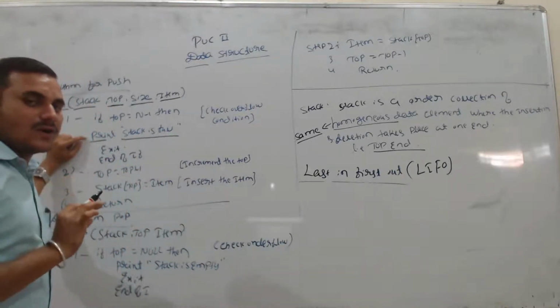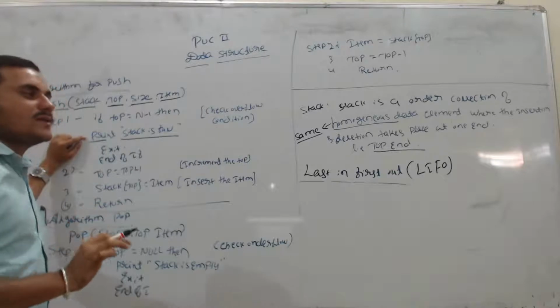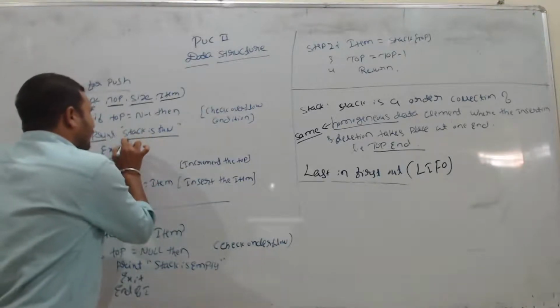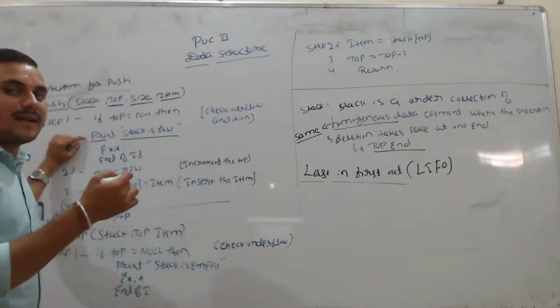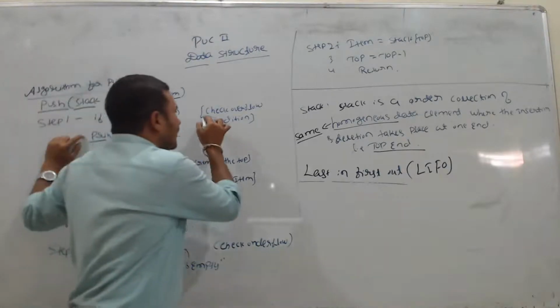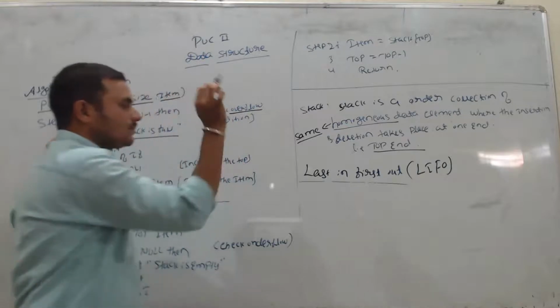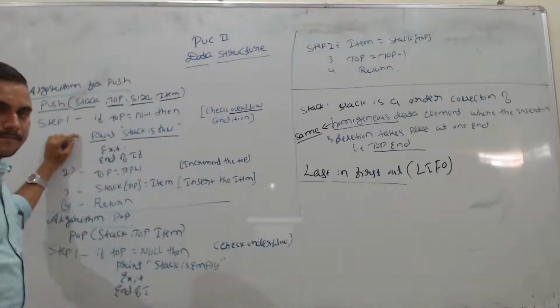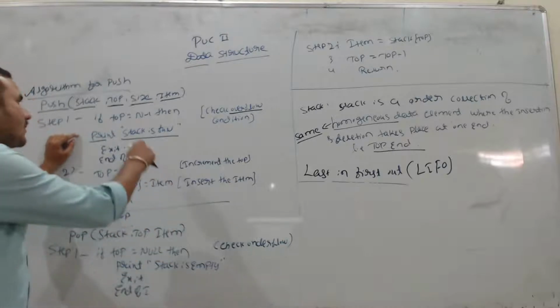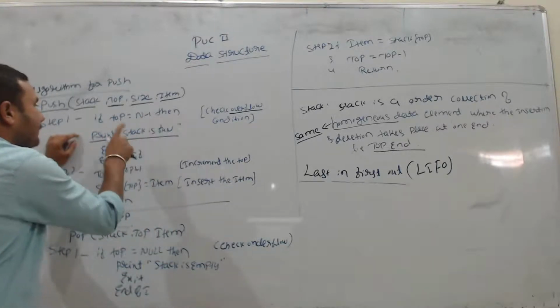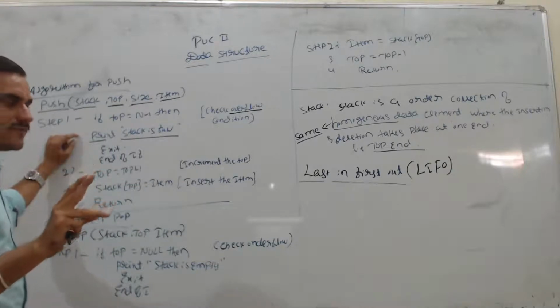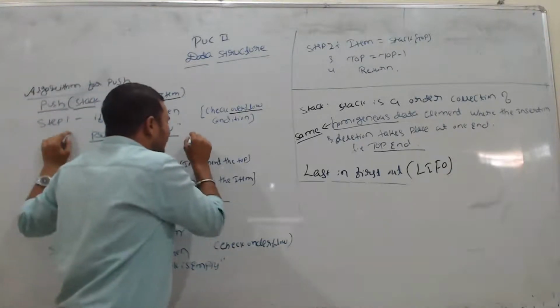Right? We are not inserting any value or element into the stack because our stack is full. If I insert some element, the stack will overflow. First we check if top is equal to n minus 1, then print stack is full. Stack is full means what? You have reached the exceed value.